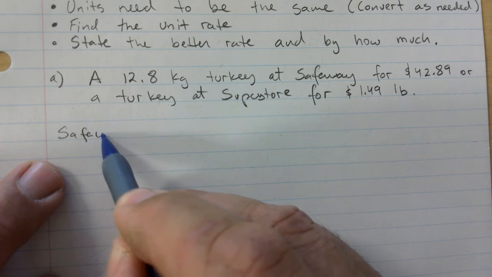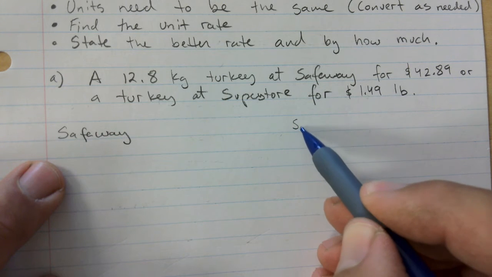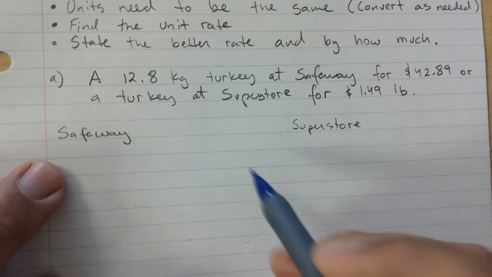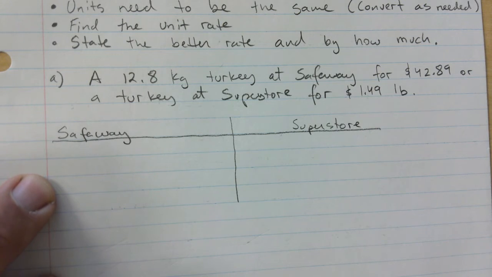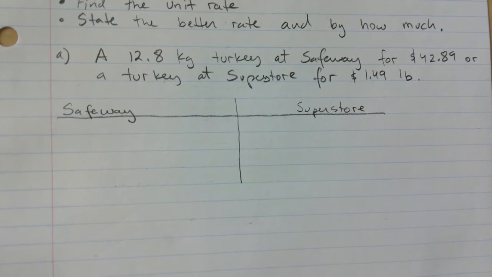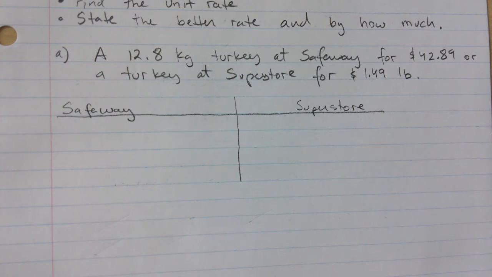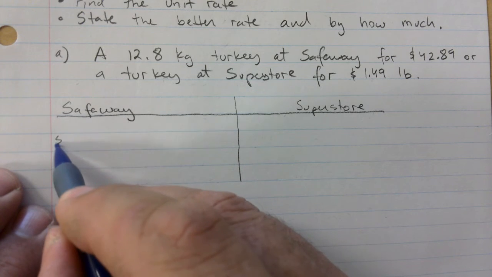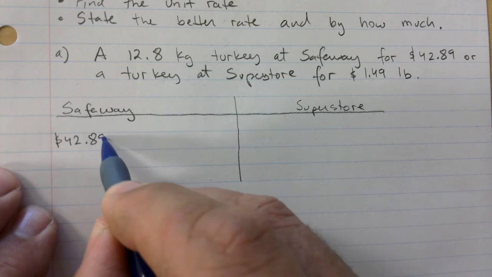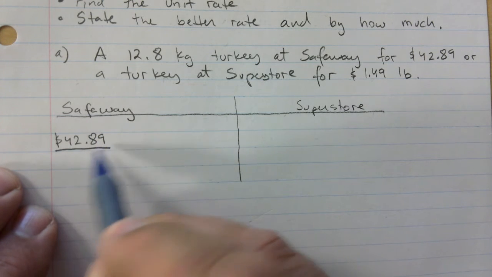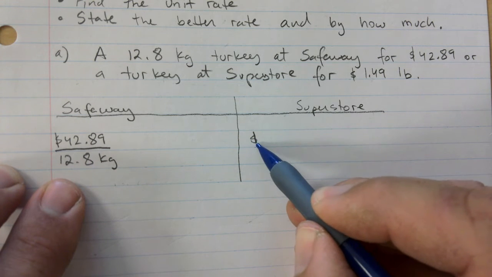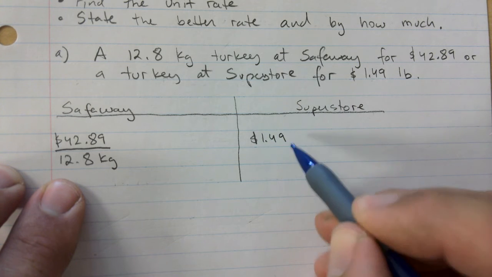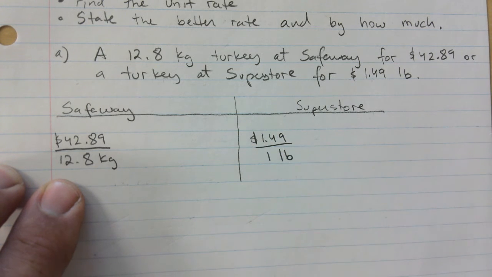And I like to do them side by side. And you will see that there's more than one way of doing this. You can convert. What we do know is, let's start off with this: $42.89 for 12.8 kilograms. And at Superstore, we have $1.49 for 1 pound.